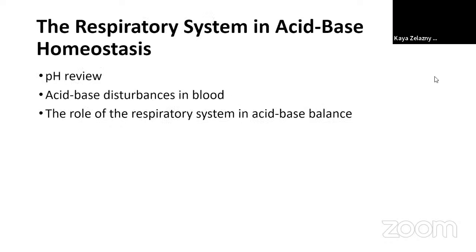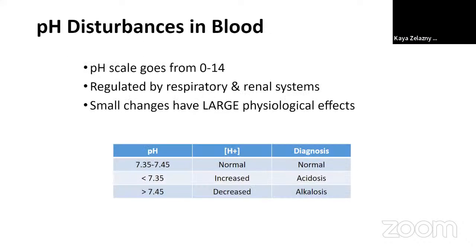So we're going to do a brief review of pH. We're going to talk about acid-base disturbances in the blood, as well as how the respiratory system and also the renal system are involved in our acid-base balance. Okay, so our brief review of pH.